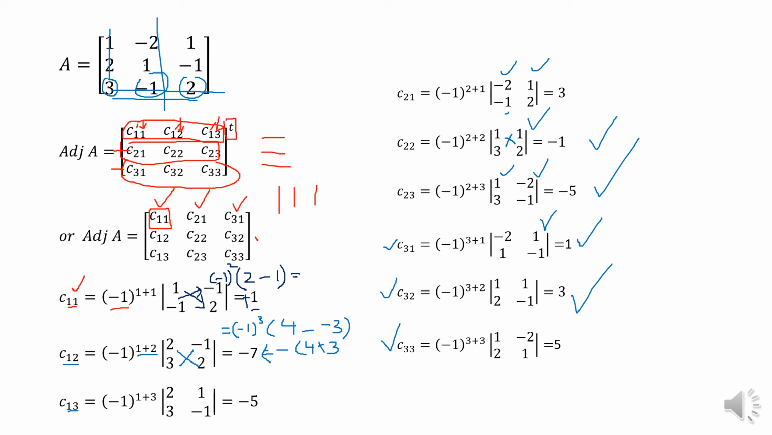Now we put this value on C11, C21, C31. So the cofactor matrix will come. C11 value is -1, you see. C12 value is -7. C13 value is -5. This is C13. So I will write here -5.